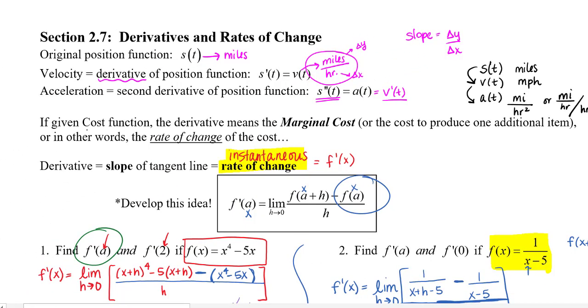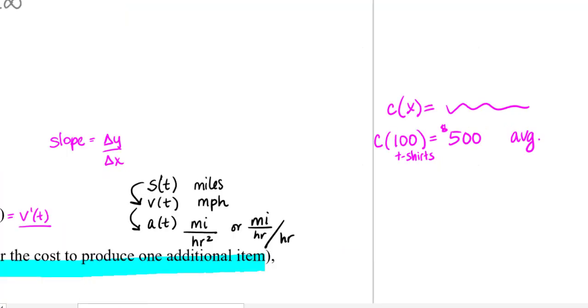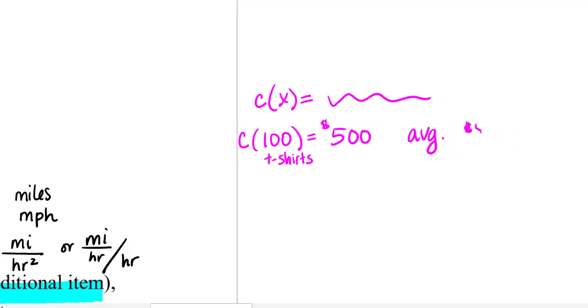The next type might be a marginal cost type problem. And what this has to do with is if you are given a cost function, and I'll give you a very general example here in a second, the marginal cost is going to be the cost to produce one additional item, or in other words, the rate of change of the cost. So let's take a look at this. Okay, so if I have in general form a cost function for x, I'm not going to write what it is. And if I say the cost to produce 100 items is $500. Let's say I'm going to produce t-shirts or something. So I can give myself an average, based on that cost function, that on average, maybe this is in dollars and this is t-shirts, it's going to cost me approximately $5 per shirt.